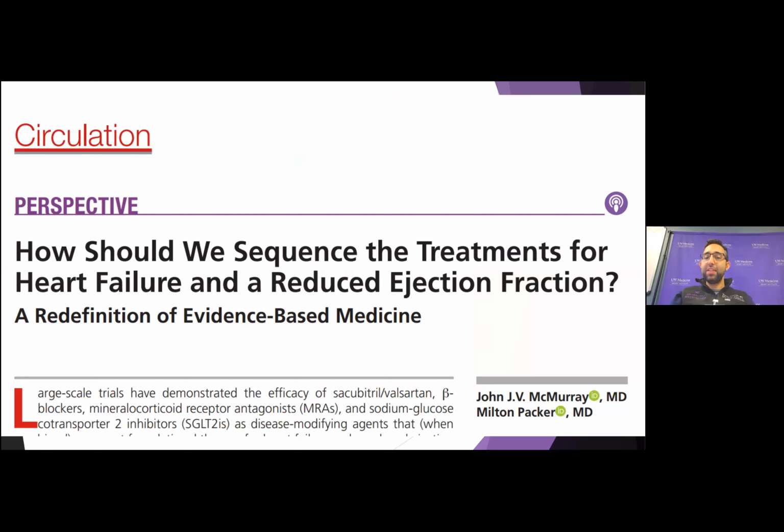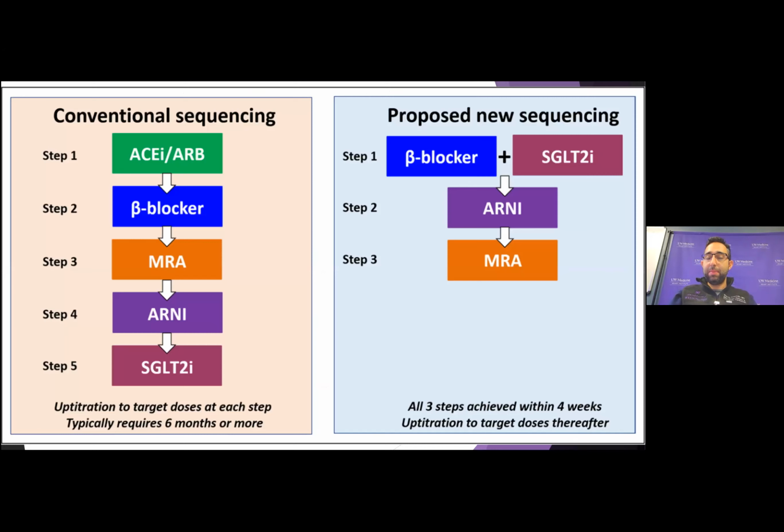So this is more of a suggestion, and I think it's a great suggestion. So how should we sequence these patients? Should we start them on ACE and ARB and slowly titrate? What they talk about is how these patients that go through our conventional method of titration, it takes us 6 months to optimize these patients. And a lot of times they get missed in this process, right?